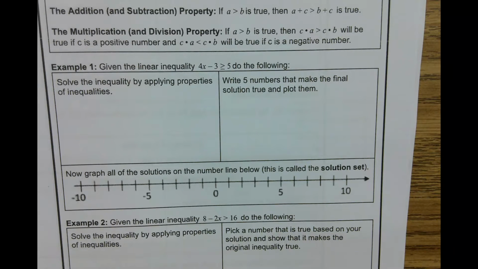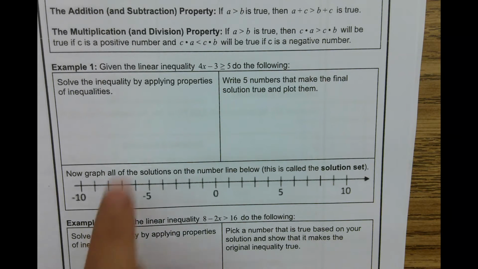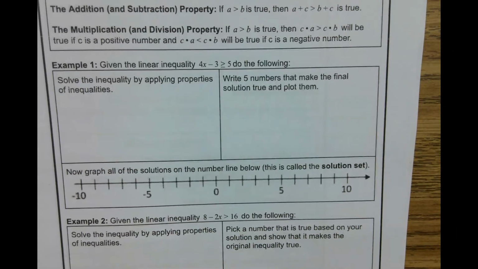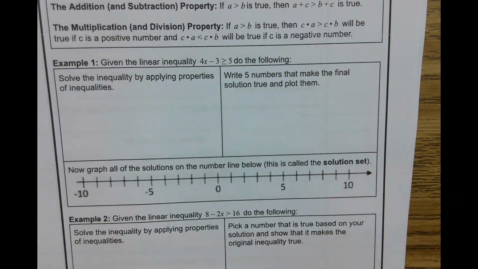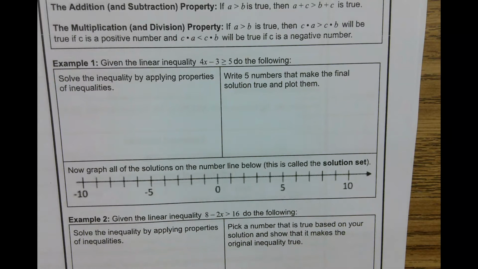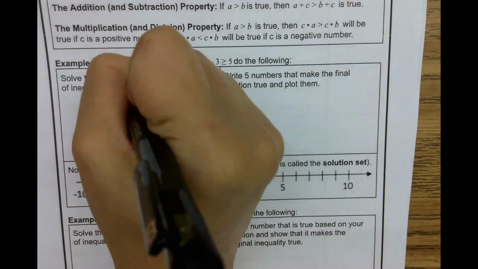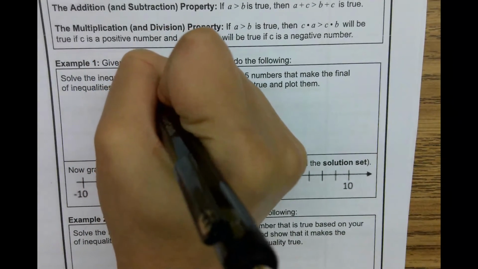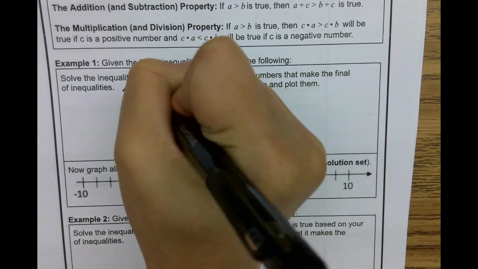So here, we're going to start by solving the inequality. Given the linear inequality, 4x minus 3 is greater than or equal to 5, we're going to do the following. First, we're going to solve it by applying properties of inequalities. Then we're going to write 5 numbers that make the final solution true and plot them, and then graph all of the solutions. So, solving the inequality by applying properties. Let's write the original: 4x minus 3 greater than or equal to 5.